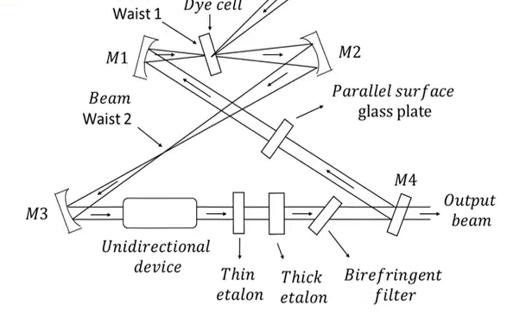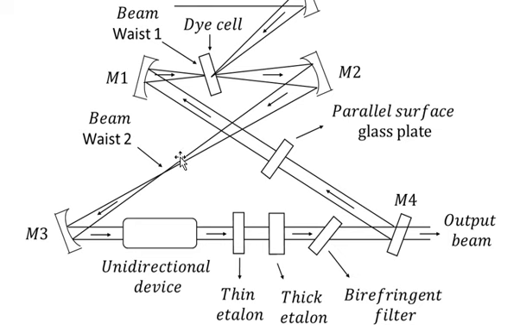So let's look back at this one. So this beam waist 2 is adjusted by the mirror M2 in such a way that when the beam is incident on the mirror M3, the beam becomes collimated. So the beam in the arm from M3 to M4 is a collimated beam, and also the beam in the arm from M4 to M1 is also a collimated beam.